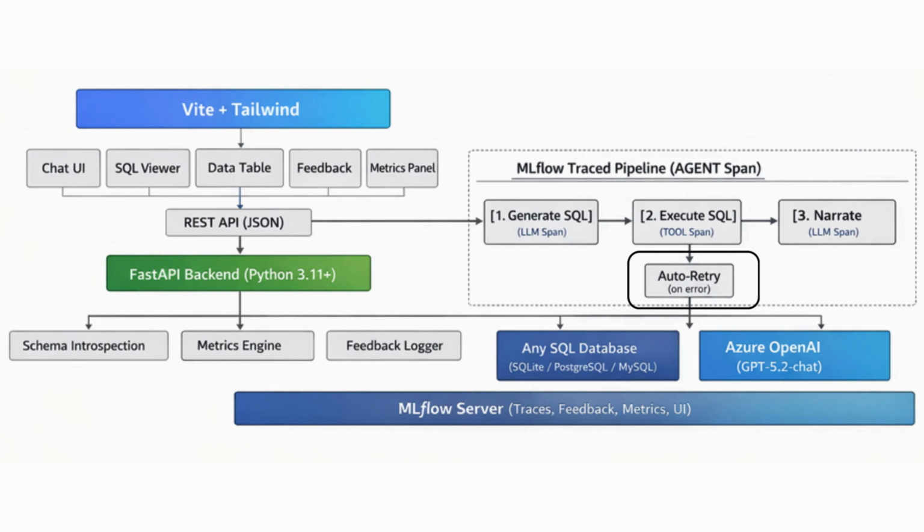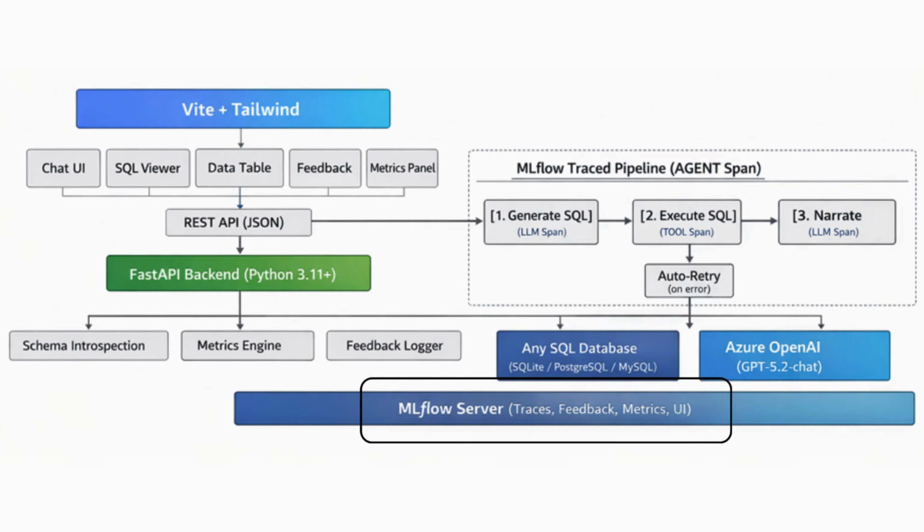The system can work with any SQL database like SQLite, PostgreSQL, or MySQL. For intelligence, we use Azure OpenAI, which helps in generating SQL and explaining results. Finally, we use MLflow to track everything, like requests, responses, errors, latency, and cost. This helps us monitor the system and debug issues in production.